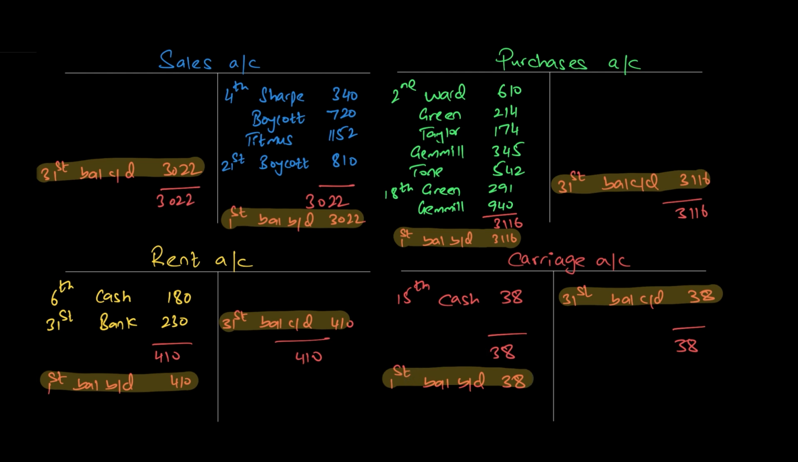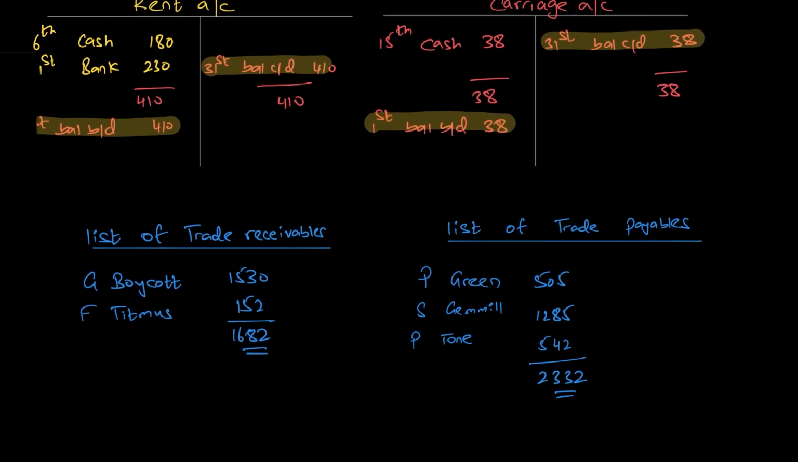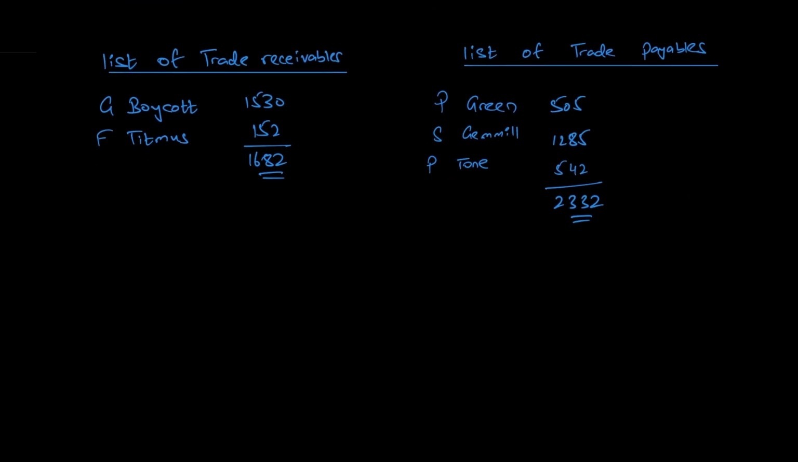Before the general ledger, we had prepared our sales and purchases ledger. I've extracted the list from there. So from the sales ledger, we got the list of trade receivable. It's the same exercise going on. The total of trade receivable was 1682. Now one thing to remember, trade receivables have a debit balance, so that's 1682 with a debit balance. Whereas trade payables from the purchases ledger have a credit balance, amount 2332 comes over here.